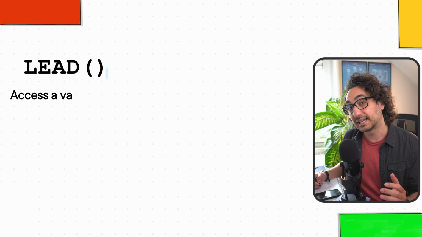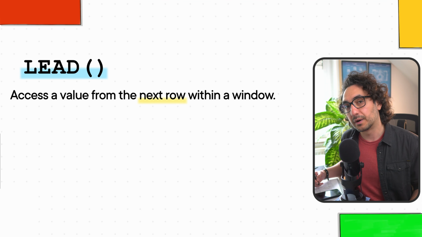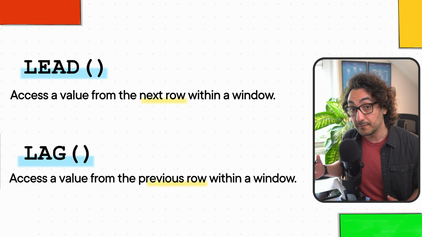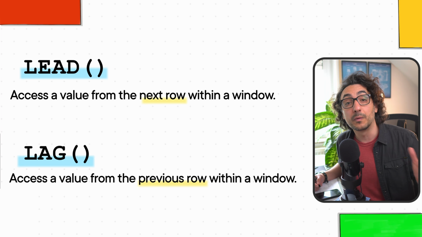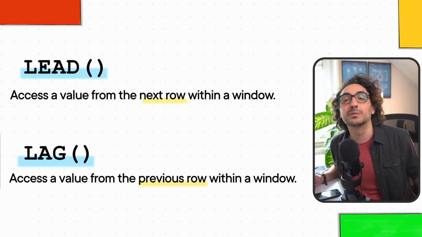LEAD and LAG functions. The LEAD function allows you to access a value from the next row within a window, whereas the LAG function is exactly the opposite. It allows you to access a value from a previous row within a window. It sounds very easy, right? So let's understand how SQL is going to execute those functions.